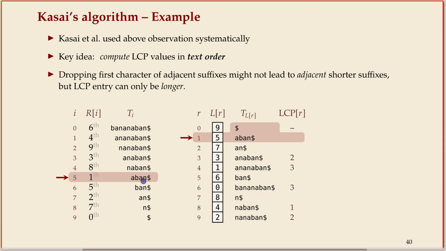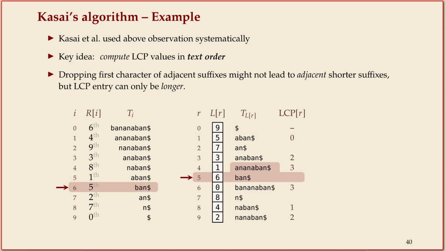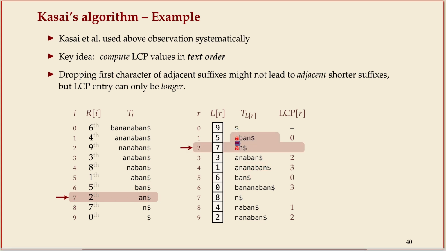So for the next example here, we don't have any inherited matches because 1 minus 1 is 0. And here indeed, the first character already differs, so we get a 0. And the same thing happens here again. And then for this one, we don't have any inherited matches, but we find by comparing that there's 1 character that matches.